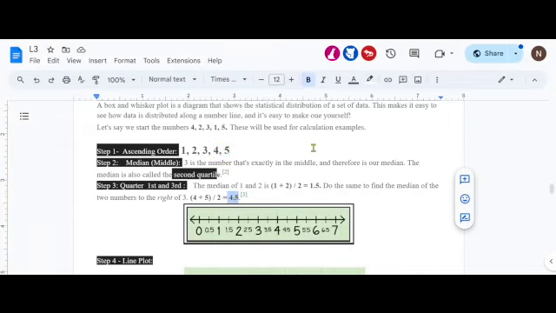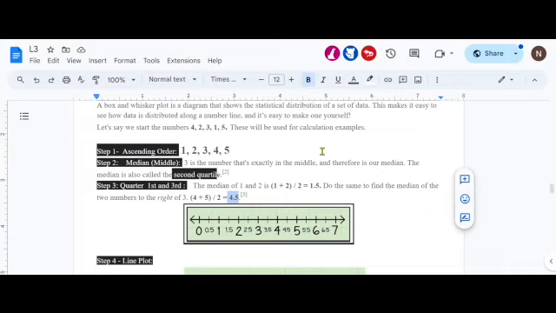So what's your first quartile? 1.5, because I add the first two and divide by 2. What's the second quartile? The middle number. What's the third quartile? The last two numbers, you add them and divide by 2. So the first one is 1.5, the second quartile is 3, and the third quartile is 4.5.